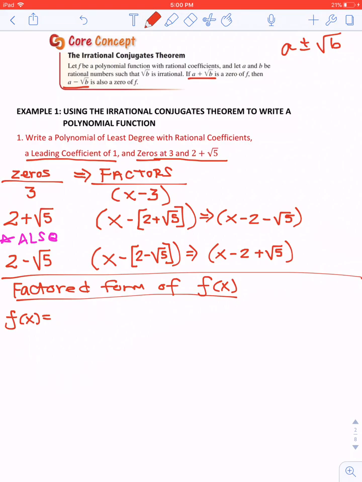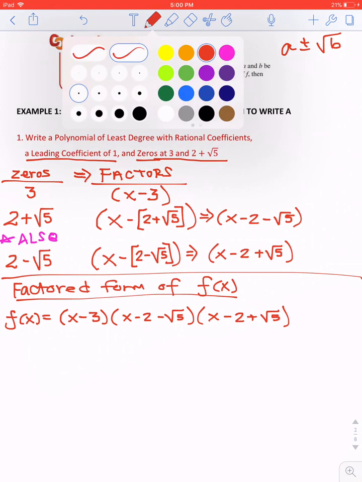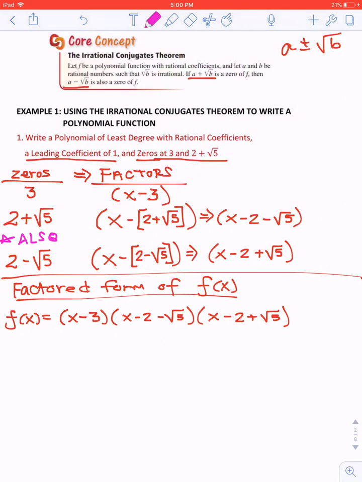And we allow the multiplication of all of the factors to represent factored form of a polynomial. So I have x minus 3 times x minus 2 minus root 5 times x minus 2 plus root 5. So when you have factored form and you want to get it to standard form, we need a polynomial of least degree, so it needs to be written in standard form.